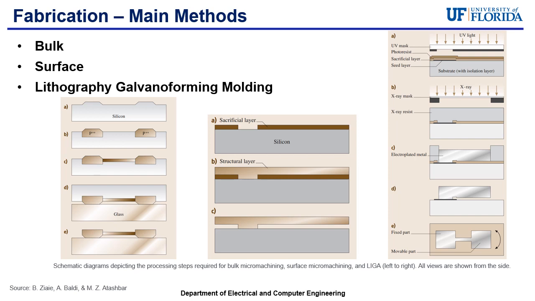Surface micromachining is shown in the middle figure, beginning with a sacrificial layer being deposited on top of the silicon substrate in part A.